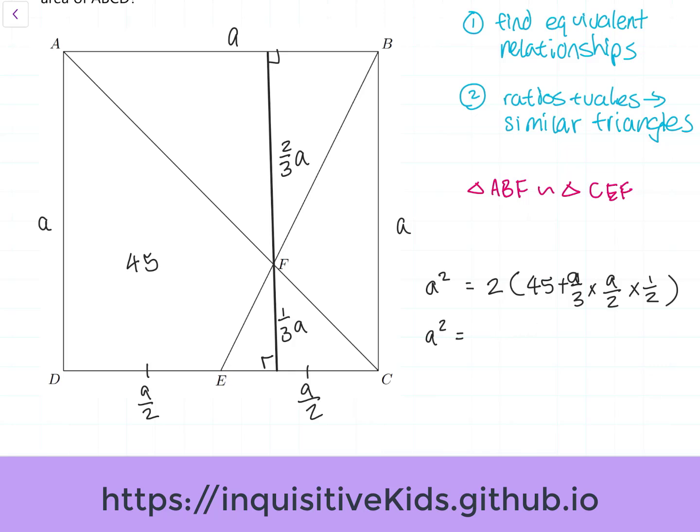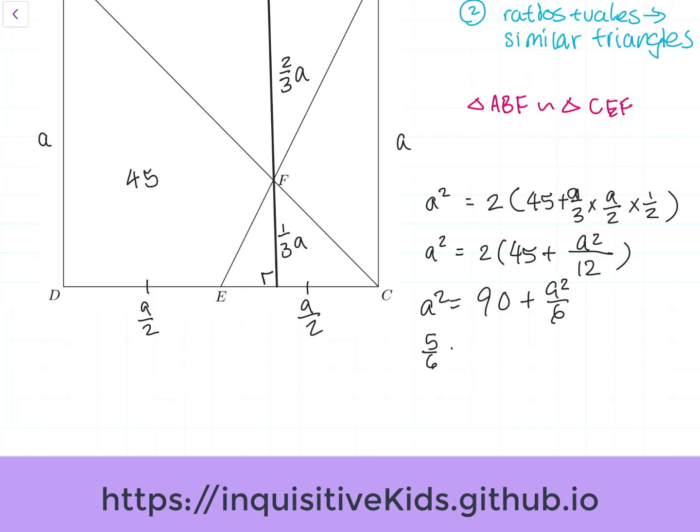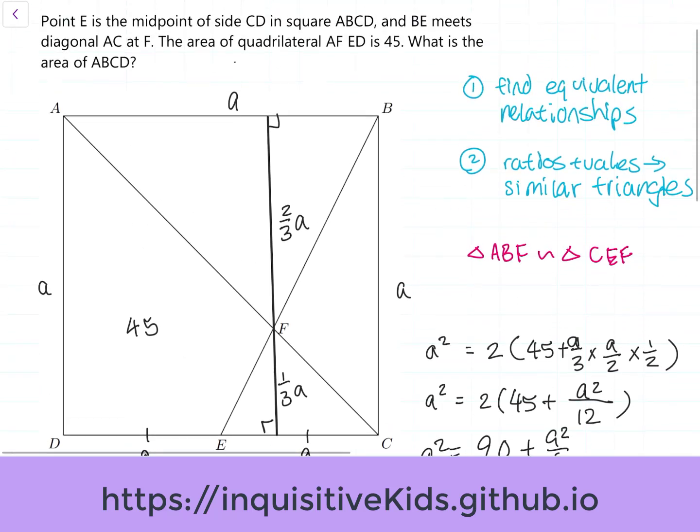And now if we simplify, A squared is equal to 2 times 45 plus A squared over 12. And that is equal to 90 plus A squared over 6. And that means 5/6 A squared is equal to 90. If we multiply 6 over 5 on both sides, we get 108. So the final answer of this problem is 108.